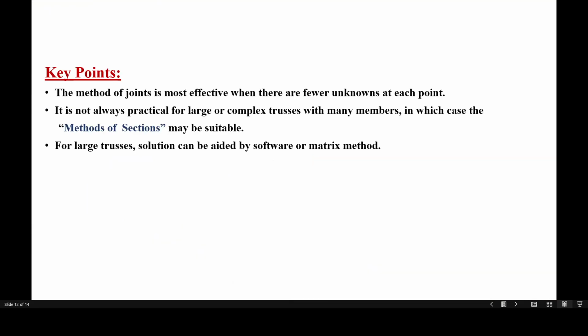We are done with solving numericals, so now let us look into some of the key points. These are that the method of joints is most effective when there are fewer unknowns at each point. It is not always practical for large or complex trusses with many members, and it will get more complicated, in which case the method of sections may be suitable, as you can solve more easily using this method. For large trusses, the solution can be aided by software or matrix methods.